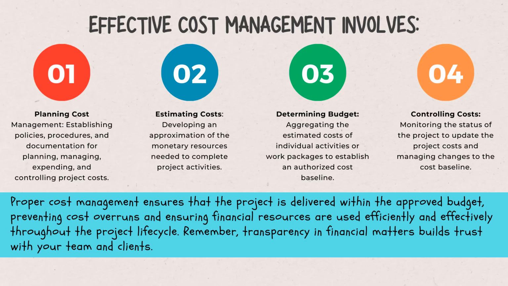Effective quality management involves planning quality management, identifying quality requirements and standards for the project and its deliverables and documenting how the project will demonstrate compliance, performing quality assurance, auditing the quality requirements and the results from quality control measurements to ensure that appropriate quality standards and operational definitions are used, performing quality control, monitoring and recording the results of executing the quality activities to assess performance and recommend.